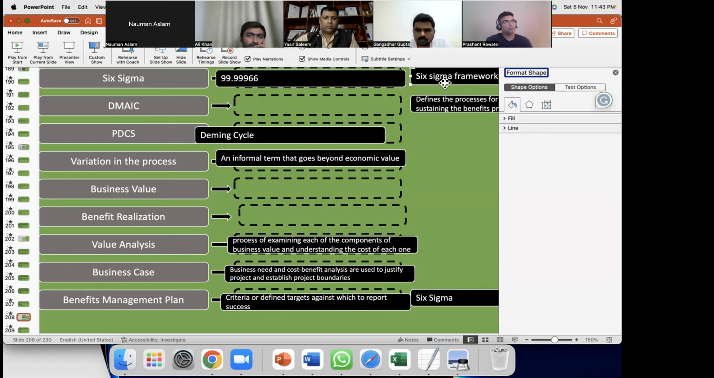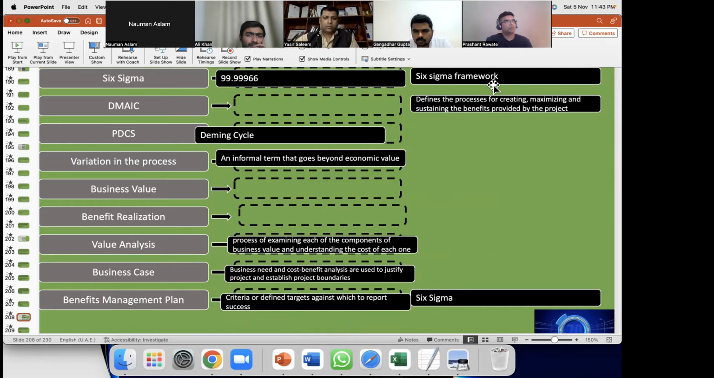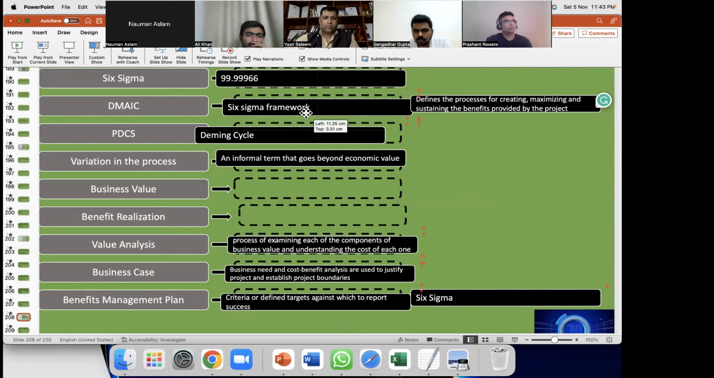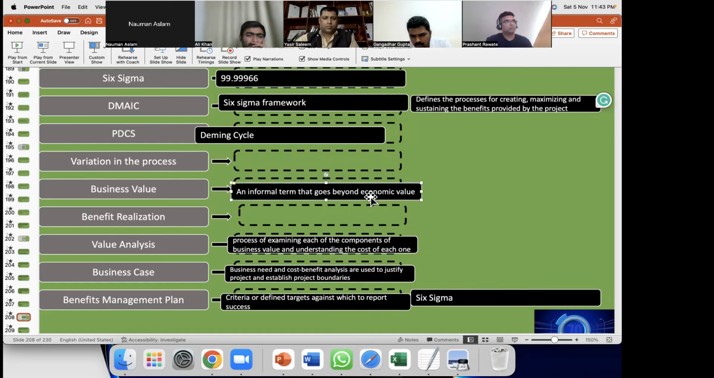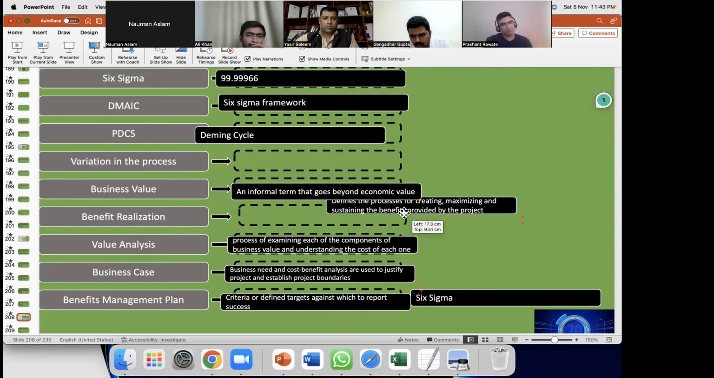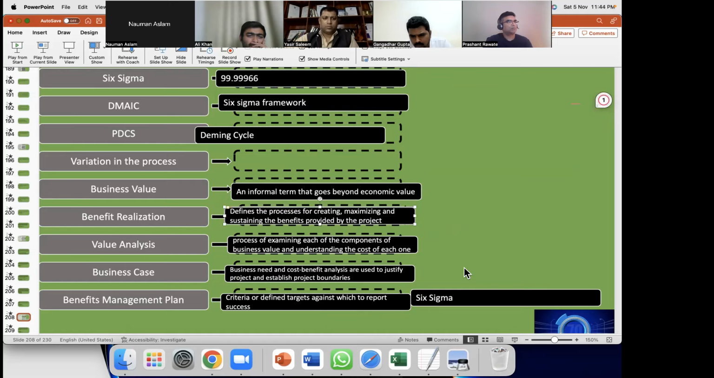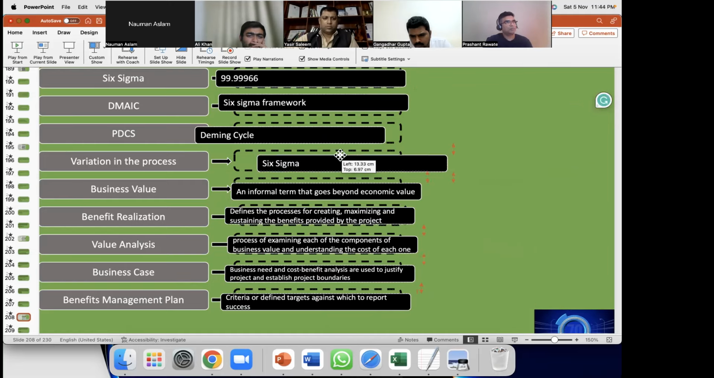DMAIC is a Six Sigma framework: define, measure, analyze, improve, control. And informal values that basically go beyond the business value. Defines the process of creating, maximizing and benefit realization. And variation in the process is control chart or Six Sigma. Yeah. So this one.